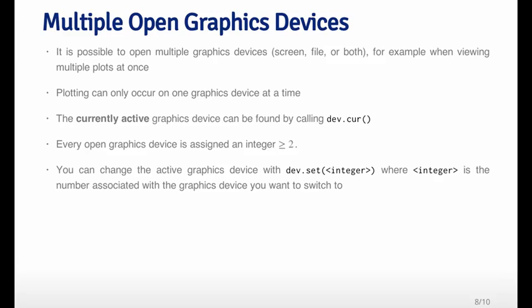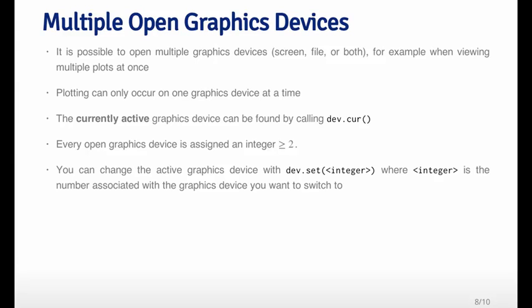But you can only plot to one device at a time. The graphics device that you plot to is the active graphics device, and you can figure out which one is active by calling the dev.cur function, where dev stands for current. That function will return an integer that tells you which graphics device is currently active. Every graphics device is assigned an integer between 2 and up, basically. There's no graphics device that has the number 1.